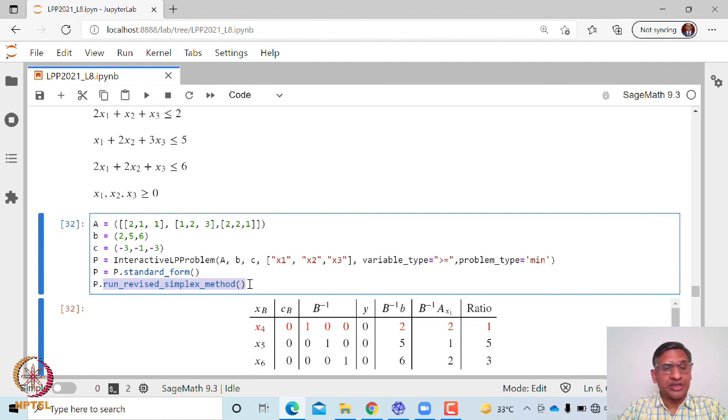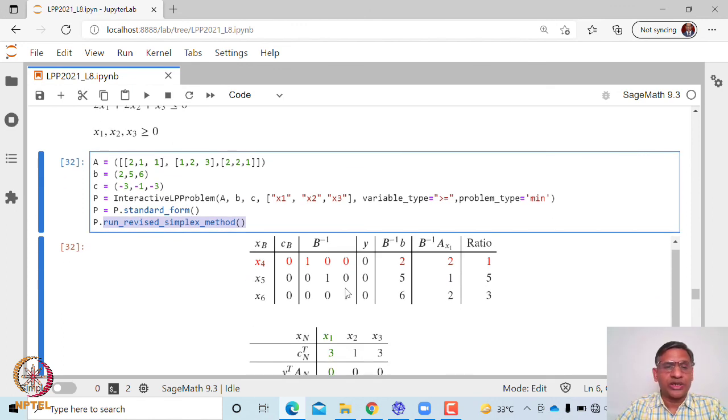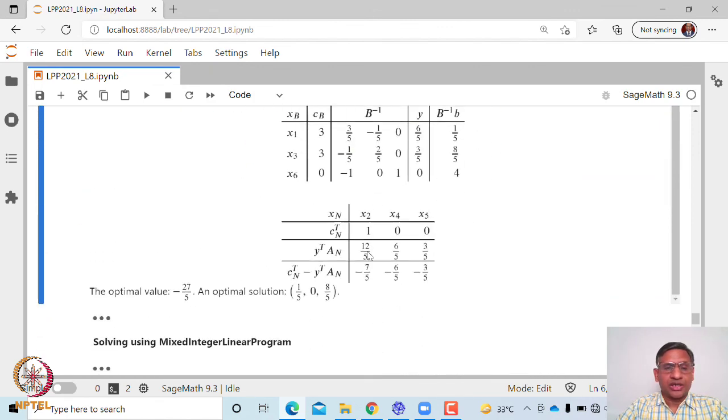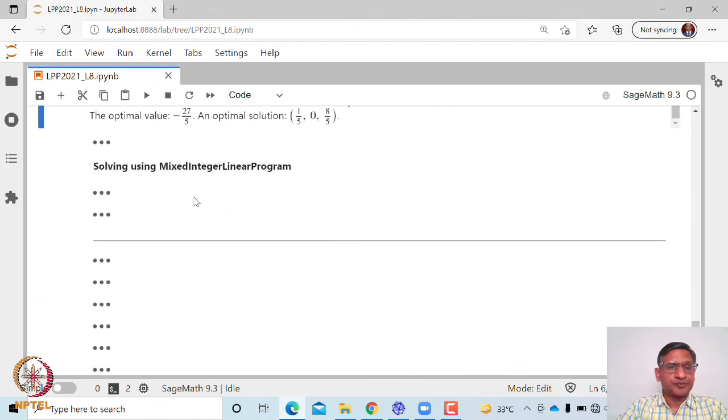Okay, so that's how you can either run the revised simplex method, or you can do it step by step. Step by step will give you a little more. Once you understand this method, you can do step by step, or you can run this itself, right?